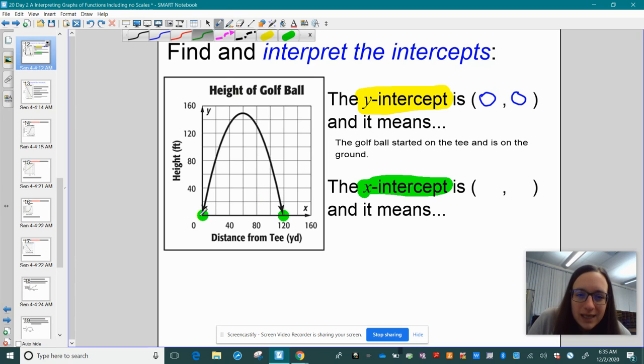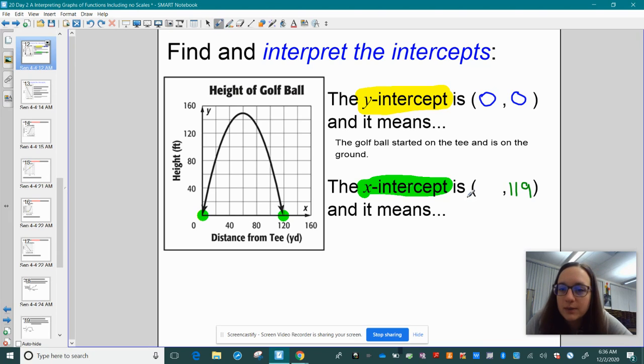So for this one, it's 119, 118. Let's go 119. I'm estimating, or guesstimating. Sorry, 119 is our x coordinate, and 0 is our y coordinate.